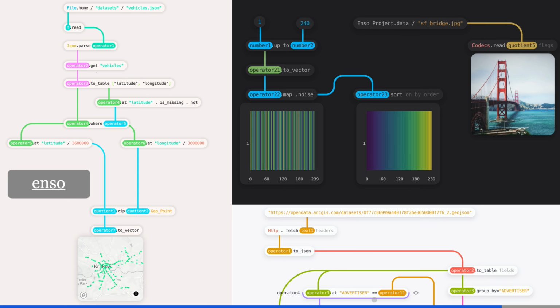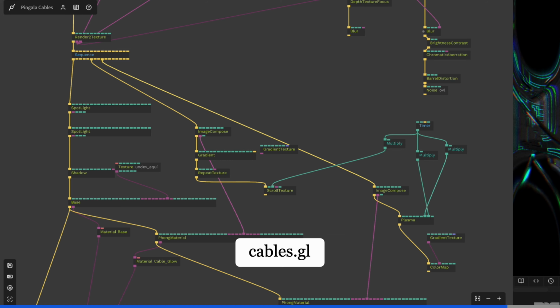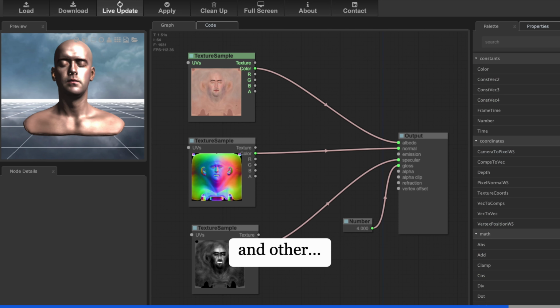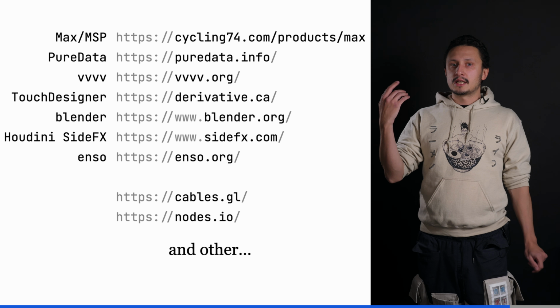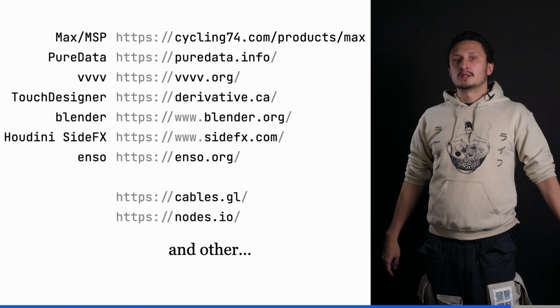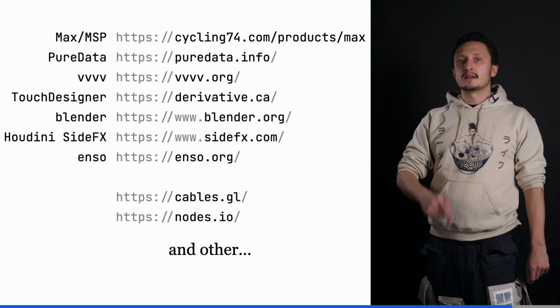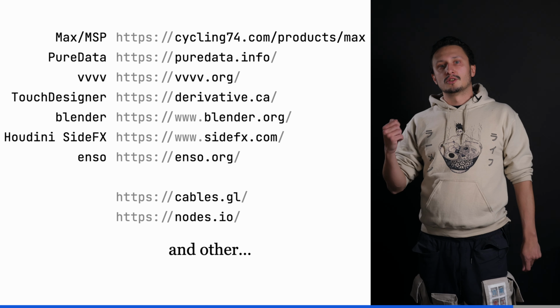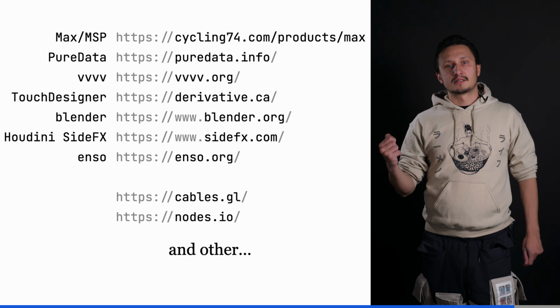Enso is the latest product I'm aware of, a successor of Luna lang, being the visual functional programming language for data processing, but not only, and many more nowadays like Cables.gl or Nodes.io for WebGL. Here are the links to the mentioned products. These are the products that represent the modern visual programming using nodes in different approaches and styles.